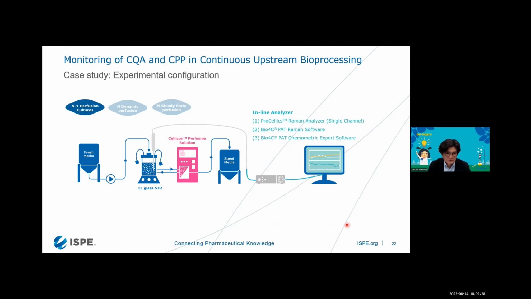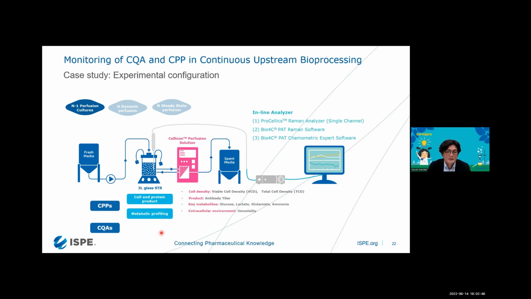As our initial study, we performed a total of 3 N-1 perfusion cultures to develop chemometric models. In our initial study, we tried to monitor each CPP and CQA. As CPPs, we evaluated the cell and protein product and the metabolic profile, such as glucose, lactate, glutamine, and ammonium. As CQAs, critical quality attributes, we evaluated product quality and impurities such as host cell protein, DNA, aggregate, glycosylation, and protein product intact.